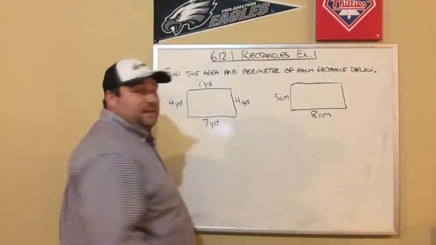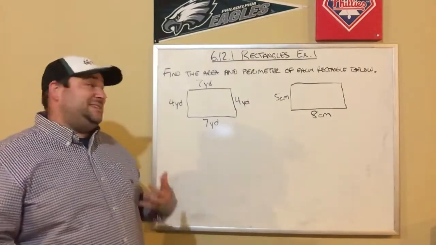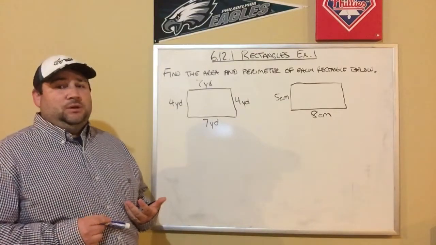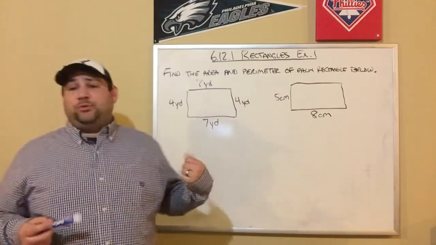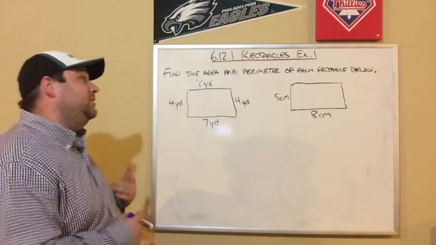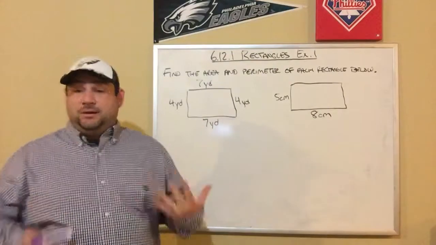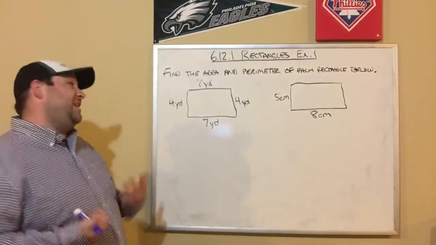Okay, sixth grade. Today we're going to talk about rectangles. You should have watched the video from last week on area and perimeter, so you should have an understanding of what area and perimeter is. And we've got two rectangles here. We're going to find the area and perimeter of each rectangle.